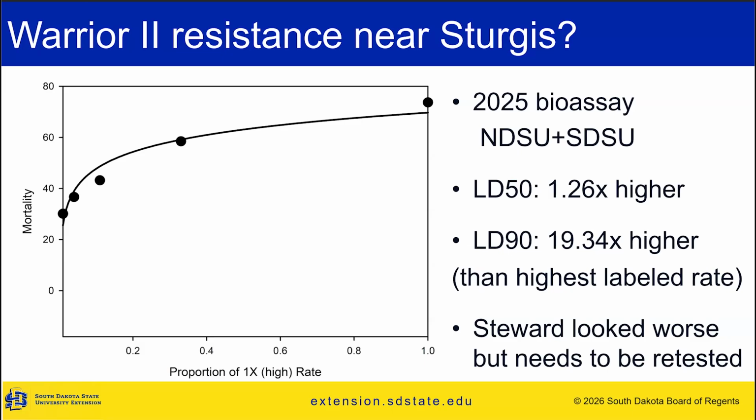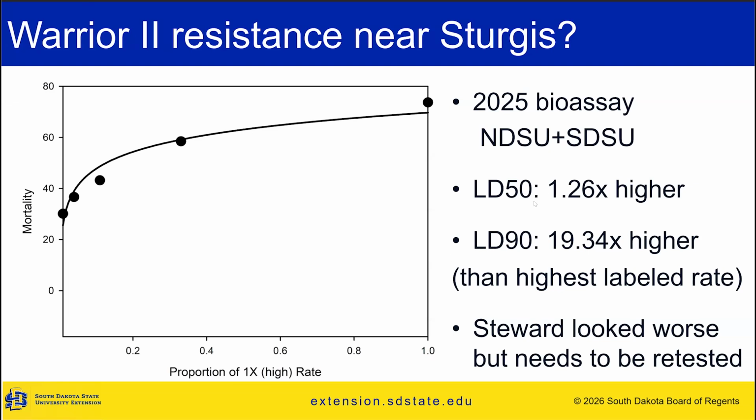And what we're looking at here is mortality. This should go up to 100%, and this is proportion of the rates we tested up to 1x. So 1x is the highest labeled rate. And what we would ideally see is from at least the 1x be up at 100%. As you can see, we didn't get up to 80%. And what we saw here is that instead of being a more or less straight line, it's a curved line. And that means we might be having some issues with the Warrior 2.